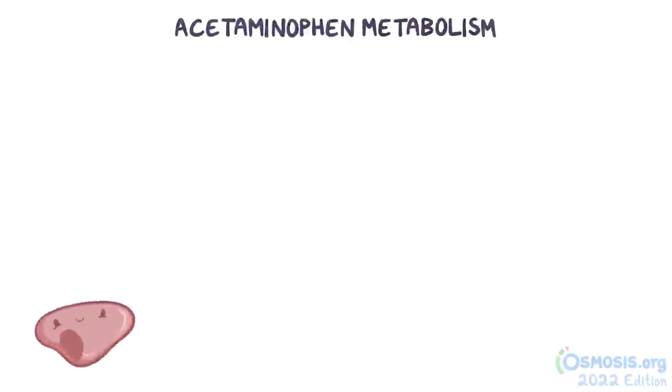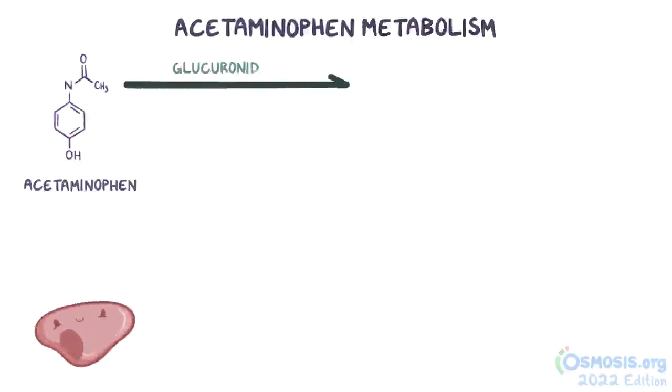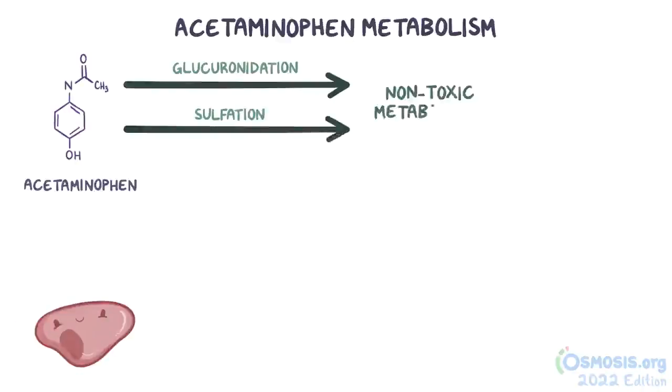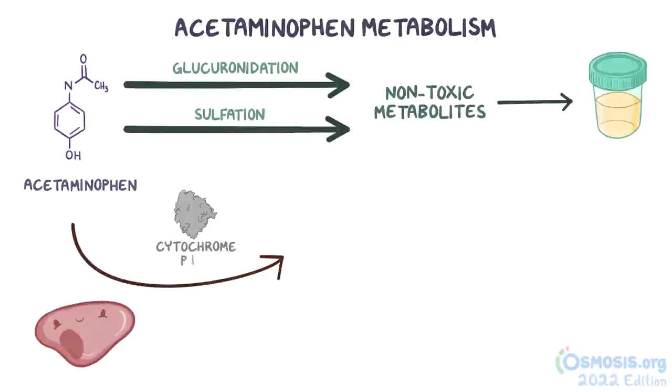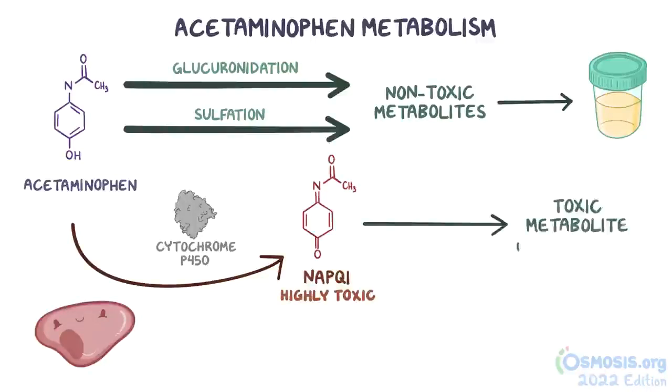Alright, let's move on to the metabolism of acetaminophen, which is done by hepatocytes in the liver. Hepatocytes mainly metabolize acetaminophen by glucuronidation and sulfation into non-toxic metabolites, which are then excreted in the urine. But a small amount of acetaminophen is also metabolized by cytochrome P450 enzymes to a highly toxic metabolite, N-acetyl-p-benzoquinone imine, or NAPQI. Normally, this toxic metabolite is inactivated by an antioxidant called glutathione. So in therapeutic doses, acetaminophen doesn't cause severe side effects.